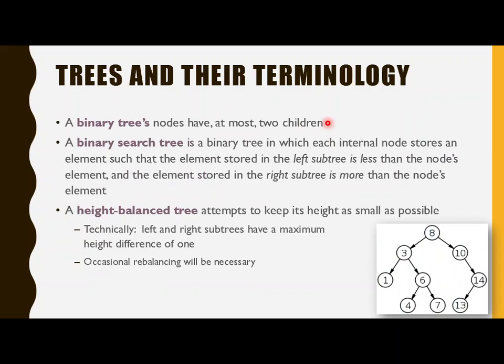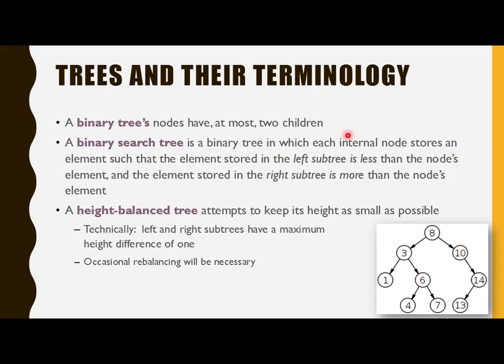Now, that's not to say they all have 2 children. Sometimes they have no children, right? If they are leaf nodes, they don't have a child. And some nodes have 1 child. That's perfectly all right. You look over here, this one has 1 child, this one has 1 child. It's still a binary tree because no node has more than 2 children, right? This one has 2, this one has 2, everything's good, this one has 2. So that's a binary tree.